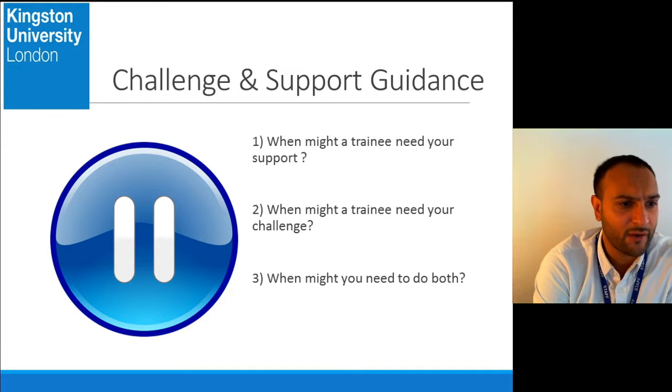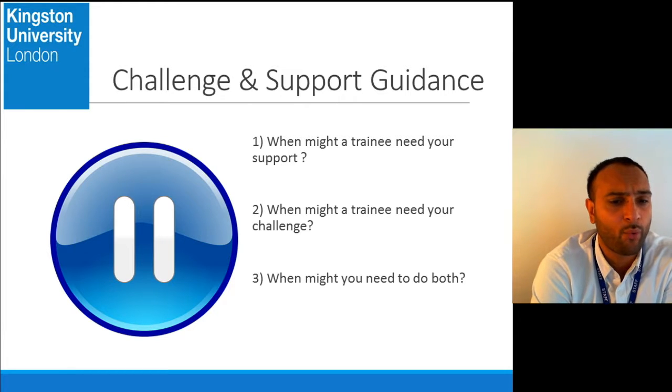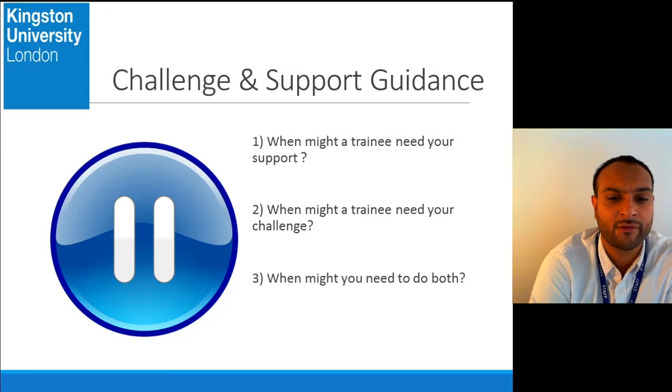I'd like to draw your attention for a moment to challenge and support guidance. So, when might a trainee need your support? When might a trainee need you to challenge them? And when might you need to do both? I'd like you to pause here and consider these questions.